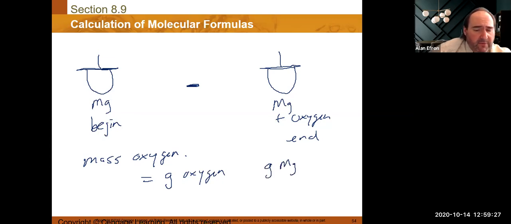At this point, you would do an empirical formula calculation. You would convert your grams of oxygen into moles, and convert your grams of magnesium into moles. You divide by the smallest, and you get your empirical formula, just like we've been doing in the examples in class. Any questions on the process that was going on in this experiment?